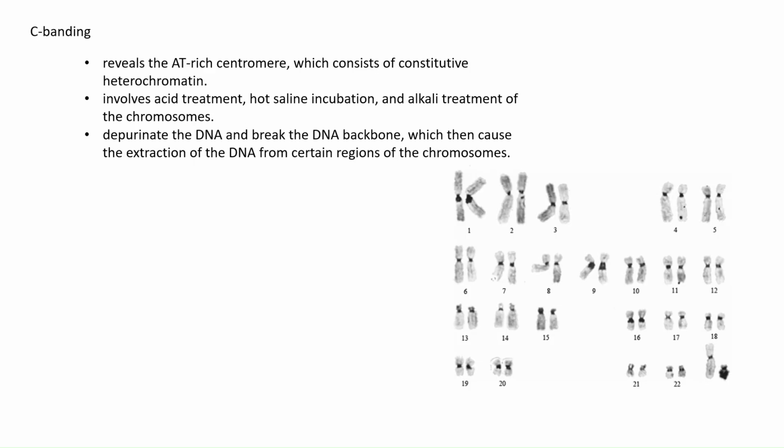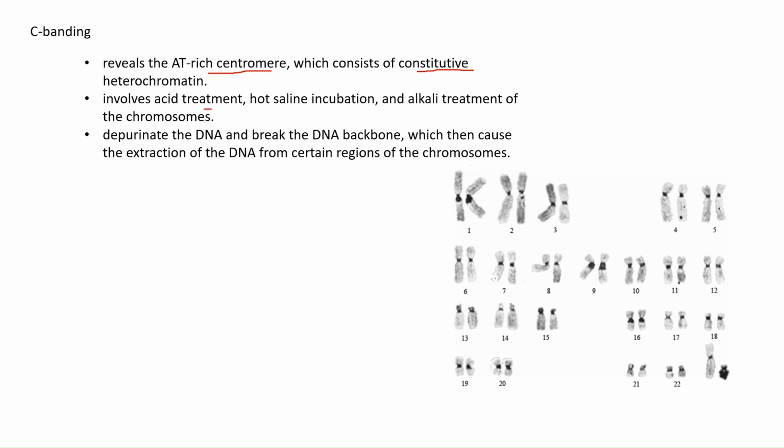Next is the C banding. C banding, as we already saw in the slide, C for centromere banding. So C reveals the AT rich centromere, because centromere is also a heterochromatin state of the chromosome. So it is also AT rich. And what kind of heterochromatin is it? Constitutive heterochromatin.